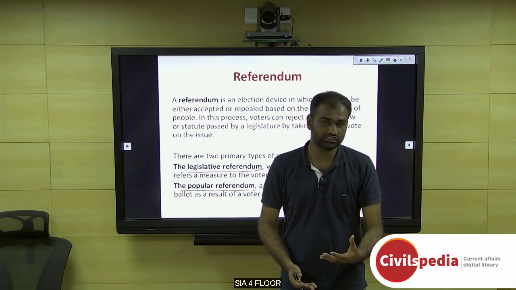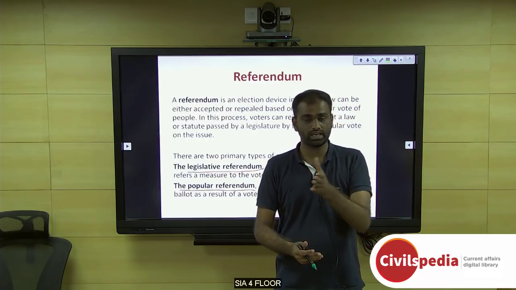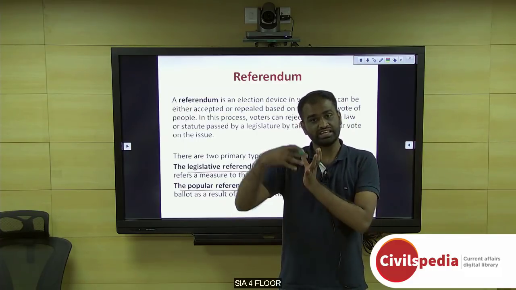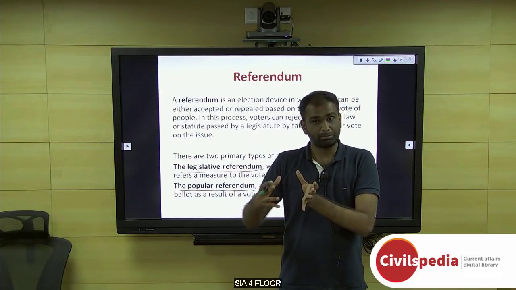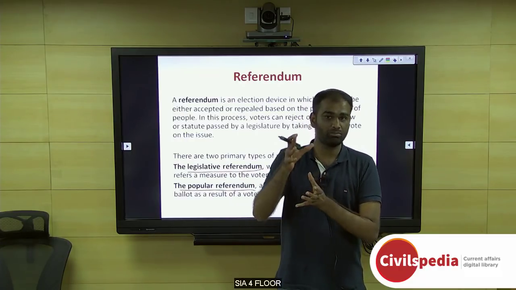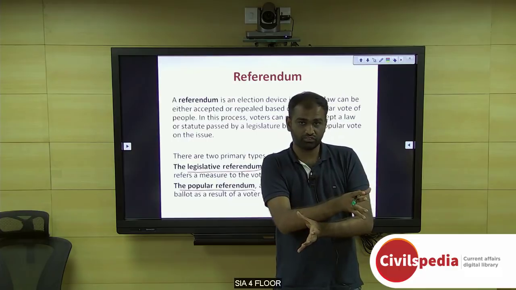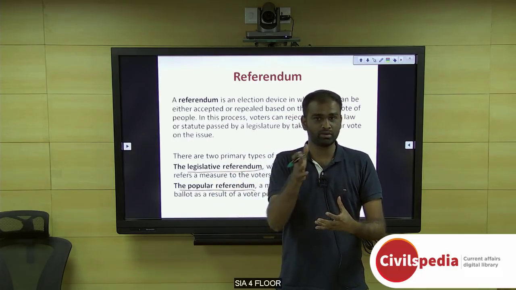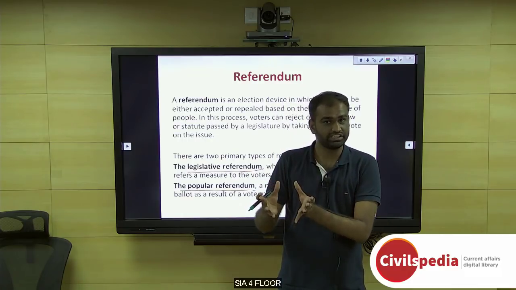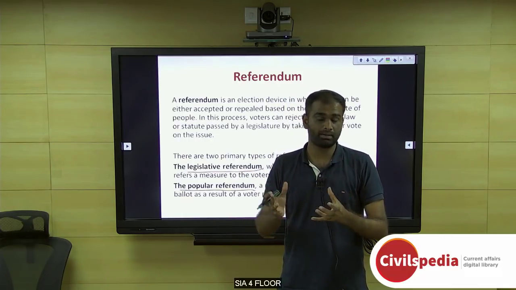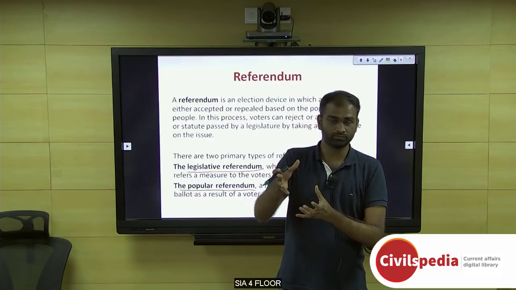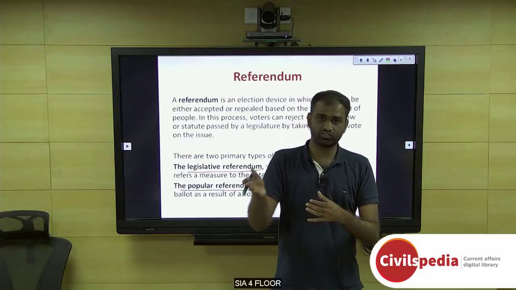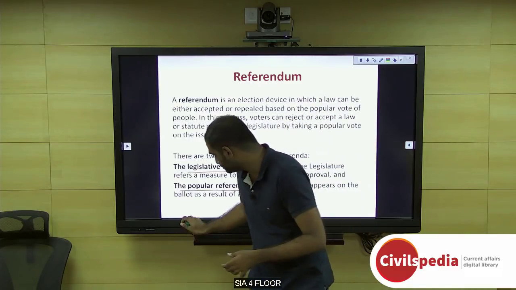Now you might be inclined to ask the question, popular referendum sounds a lot like initiative, but there is a difference between initiative and popular referendum. In case of initiative, people themselves prepare a law and that law will be put into vote. In case of popular referendum, an already passed law will be put into vote. That's the difference between initiative and popular referendum.